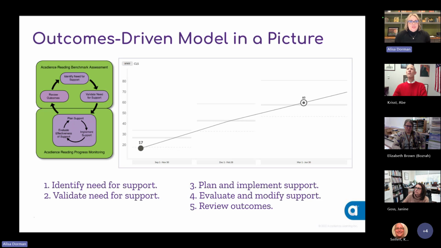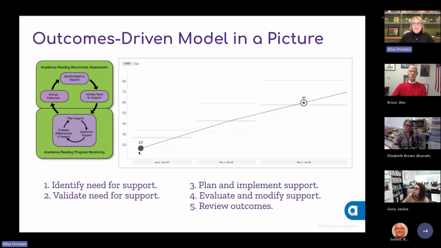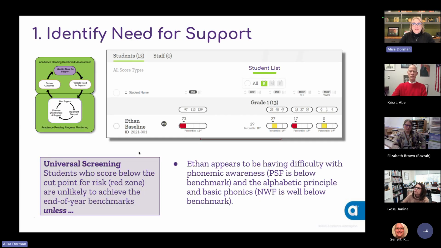So in this picture, you will see the model to the left, and it will illuminate over the various slides to show you which step we're in. Again, you see the 5 steps. We're going to follow a student along a journey here at the beginning of the year in this illustration. So we have a student who has taken the assessments. We have a composite score. We have individual measure results.